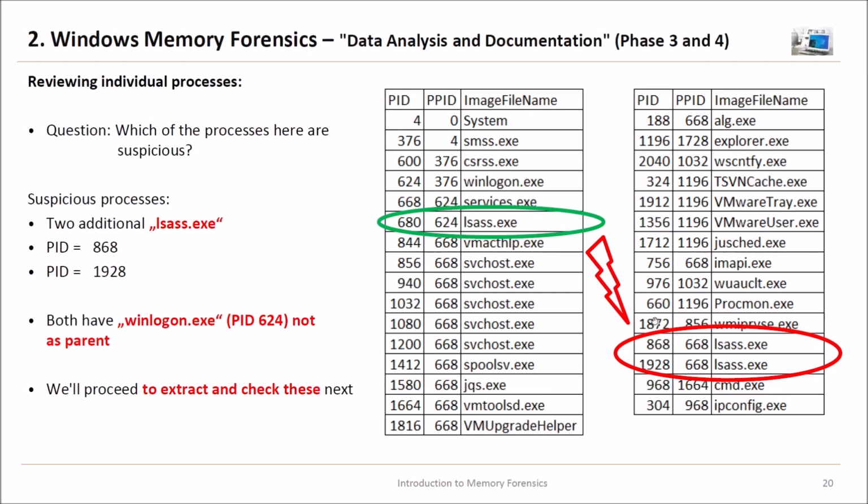So these two processes are currently running as services. Both do not have winlogon as parent, and we'll proceed now to extract and check these two processes, or the data of the processes, for further analysis.